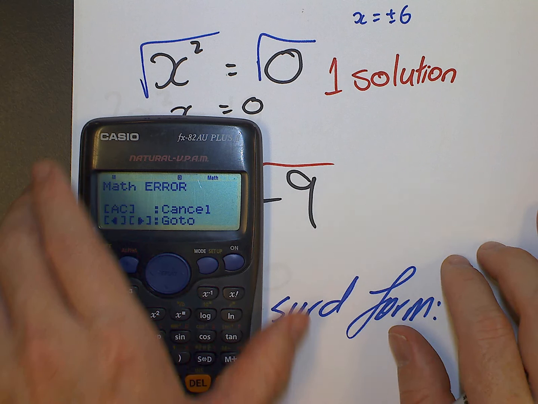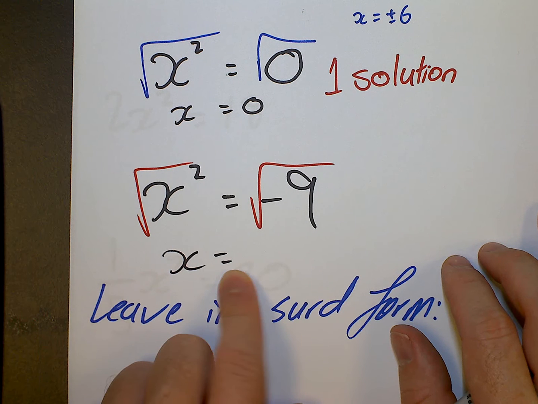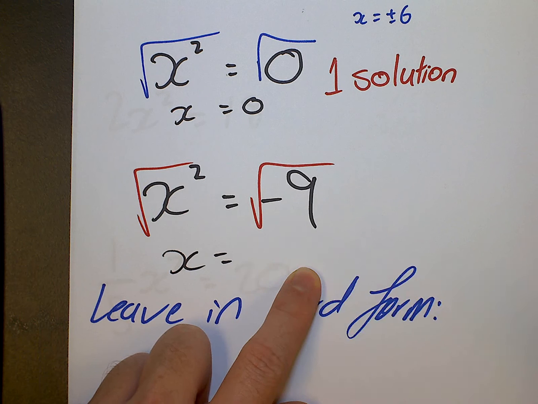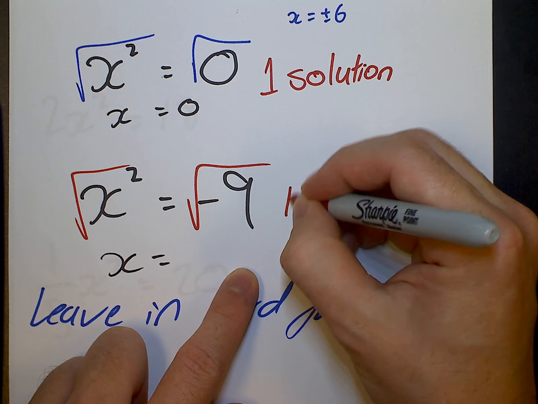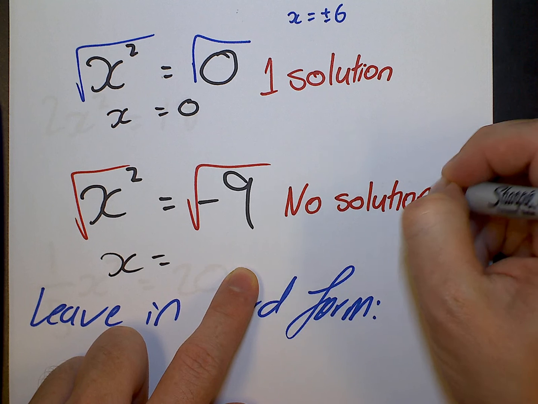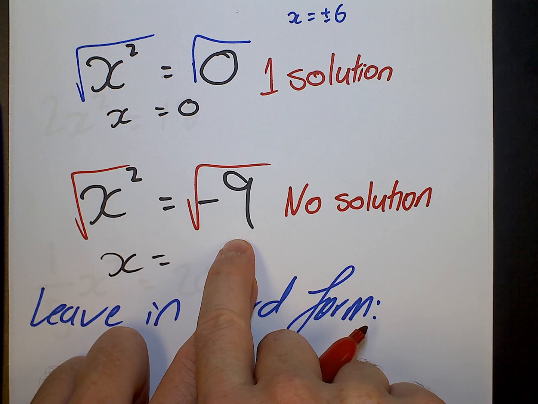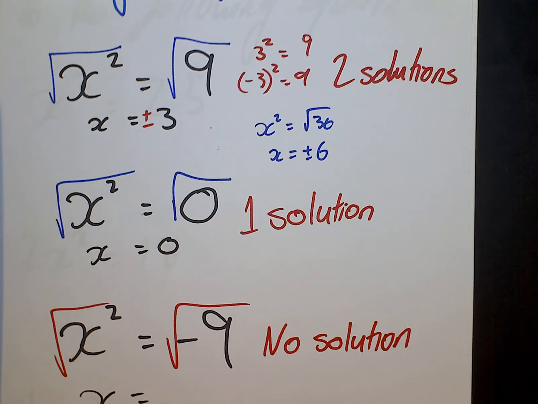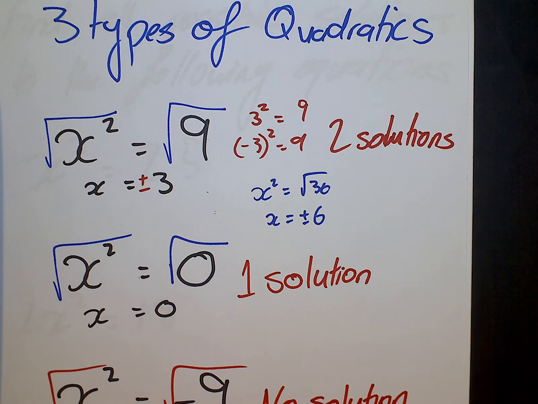This is impossible. So x cannot equal anything. There's no way this could be calculated or computed. So what we're going to say here is there is no solution for this type of quadratic with a negative number. So these are the three types of quadratics that we have. Okay, three types of quadratics.